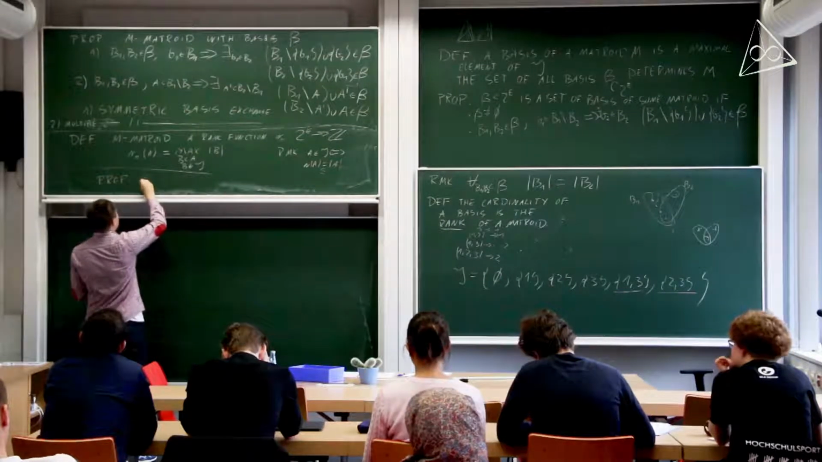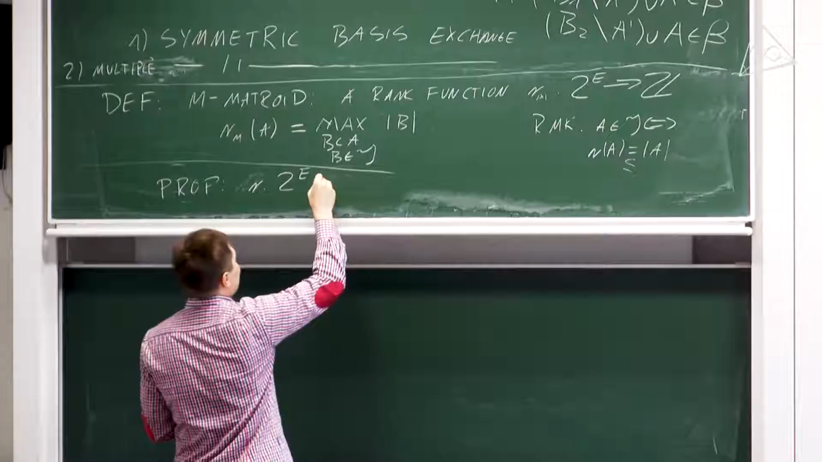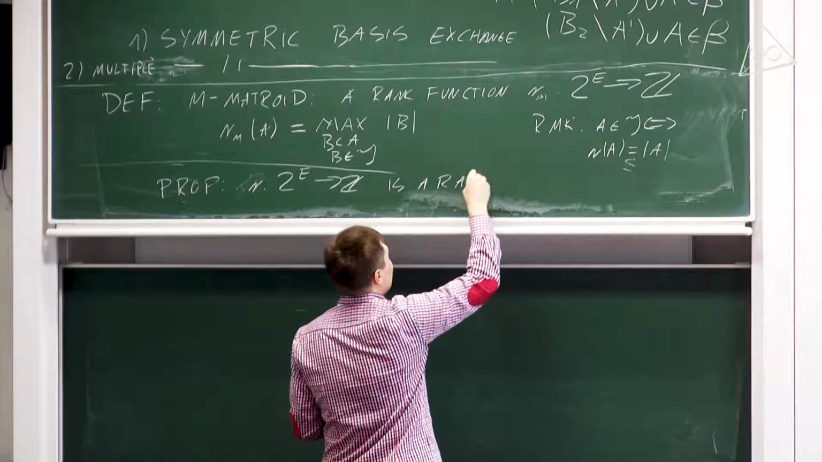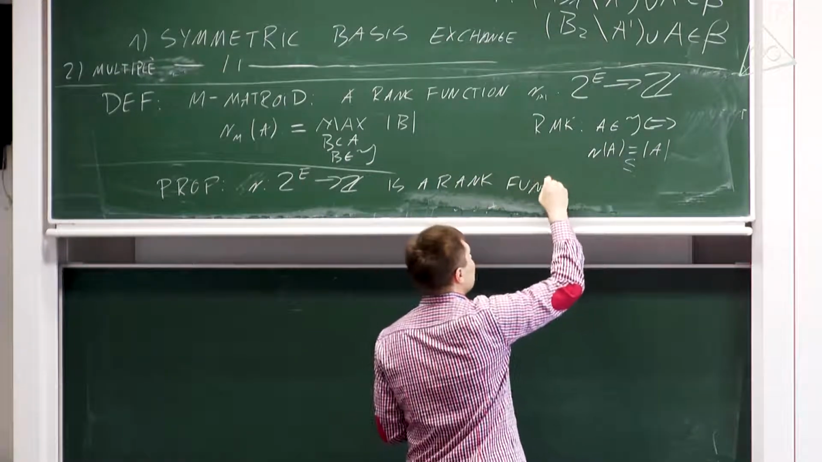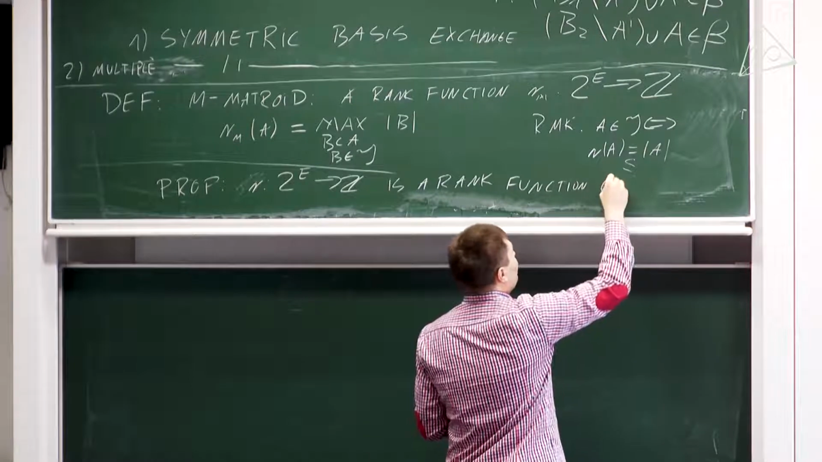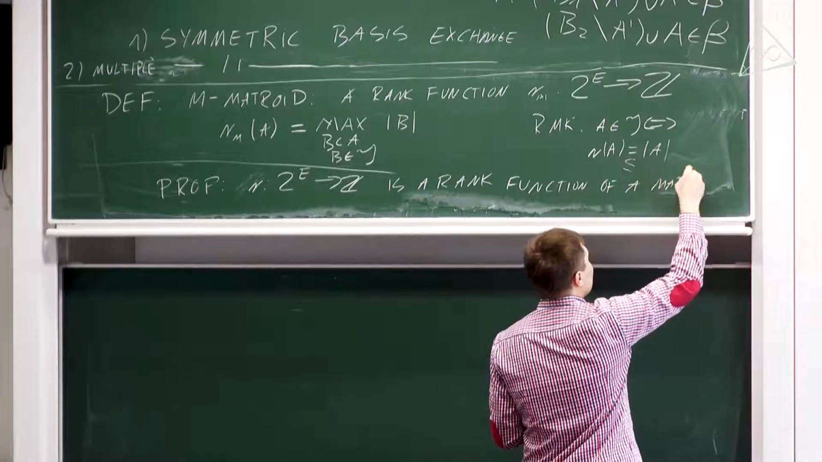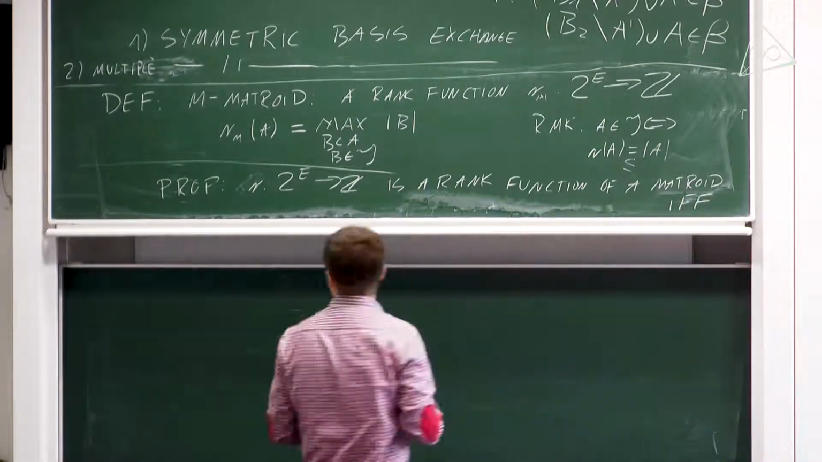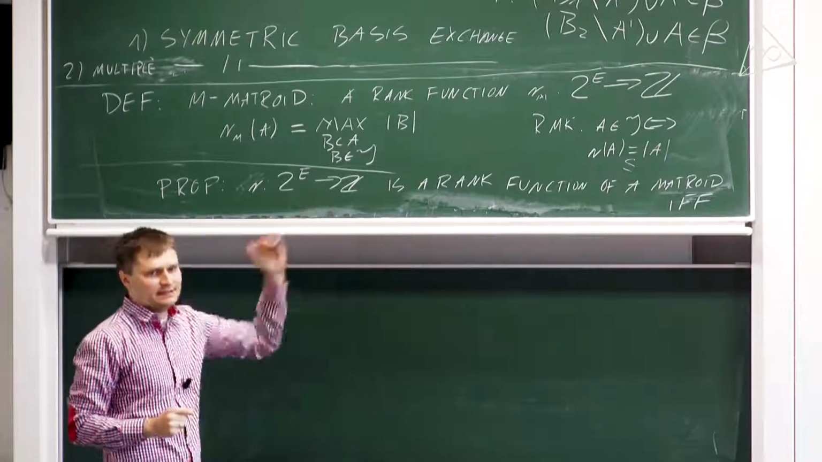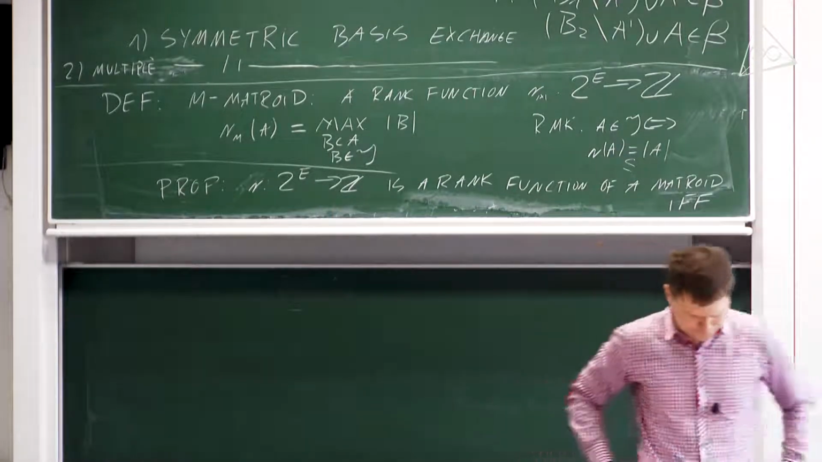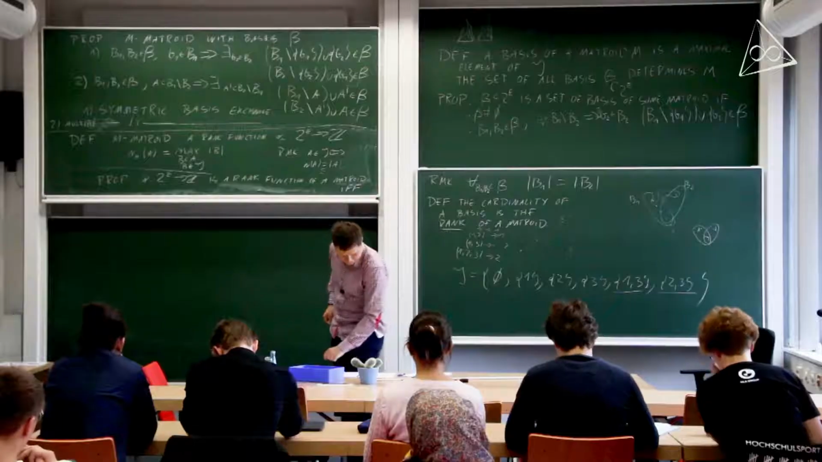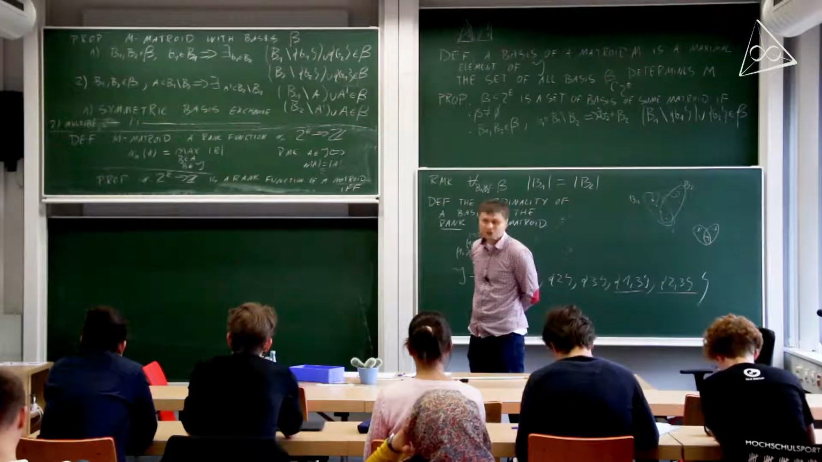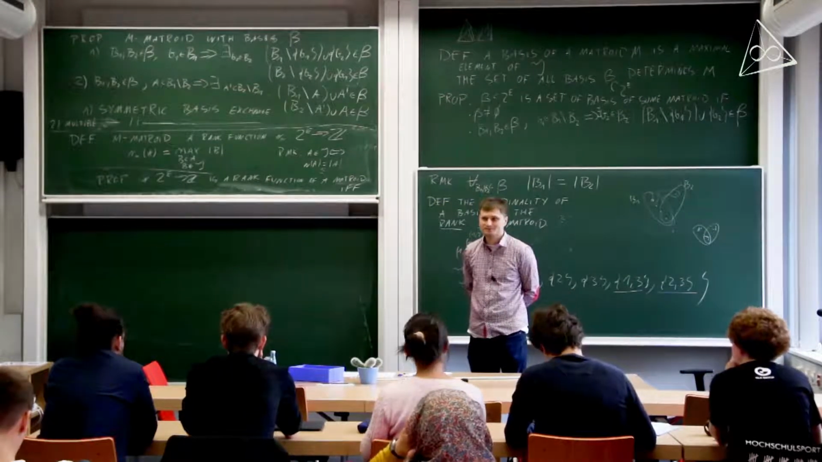So we take now a function. We start from a function from subsets to integers, and this is a rank function of a matroid if and only if... Okay, so what are the properties? What do we know about rank? Try not to look at the notes. What do we know about rank? So what are the easy necessary conditions?